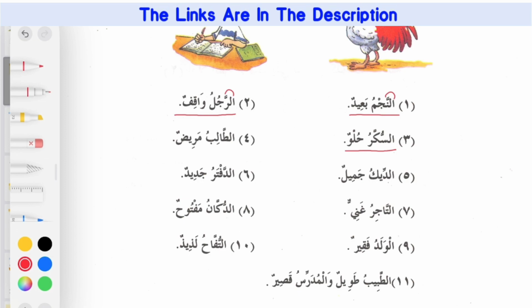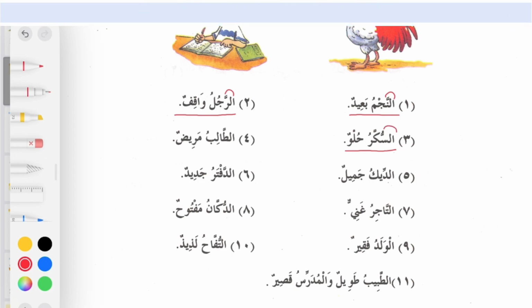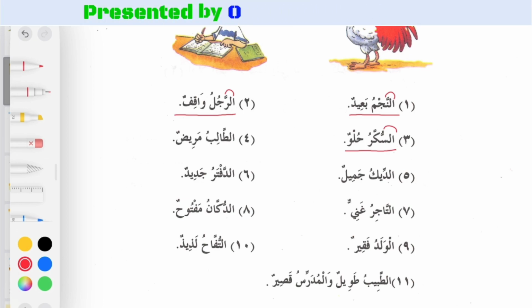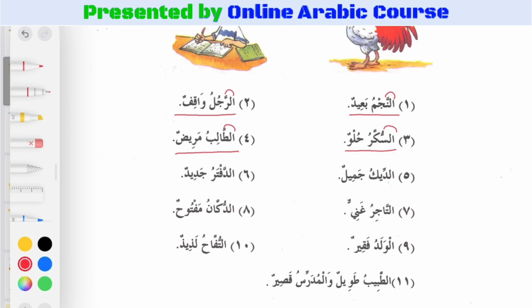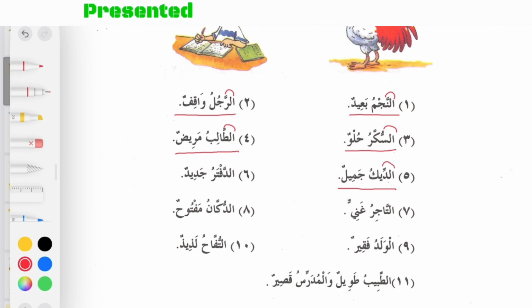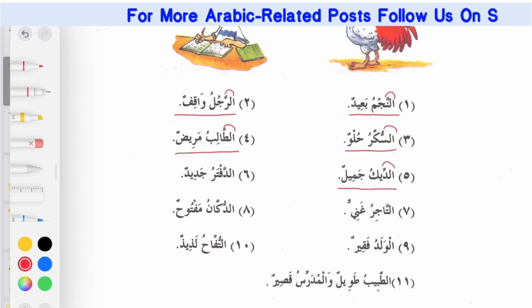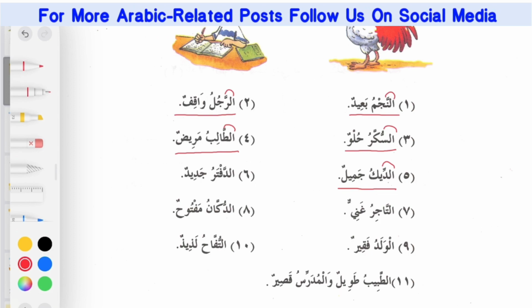As-sukkaru hulwun. Alif with sin. The sugar is sweet. At-talibu maridun. Alif with ta. The student is sick. Ad-diku jamilun. Alif with dal. The rooster is beautiful.